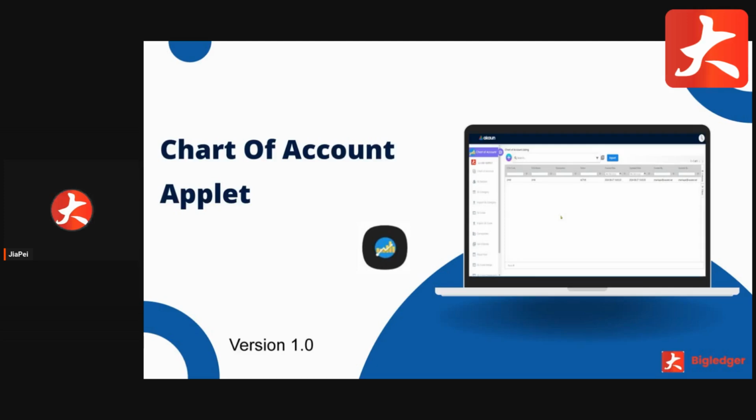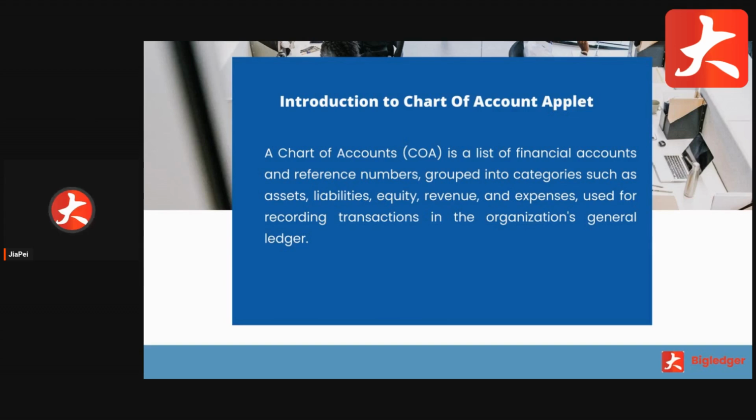Hi everyone. So this section is for the chart of account applet. Introduction of chart of account applet. The chart of account (COA) is a list of financial accounts and reference numbers grouped into categories such as asset, liabilities, equity, revenue, and expenses, used for recording transactions in the organization general ledger.